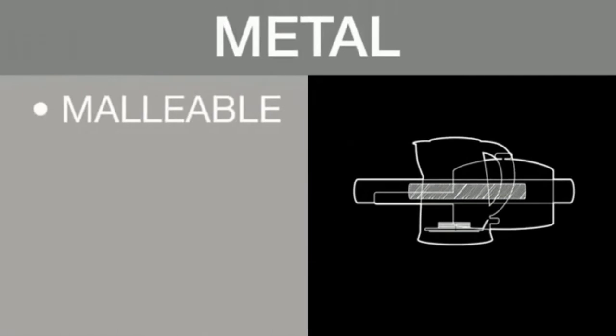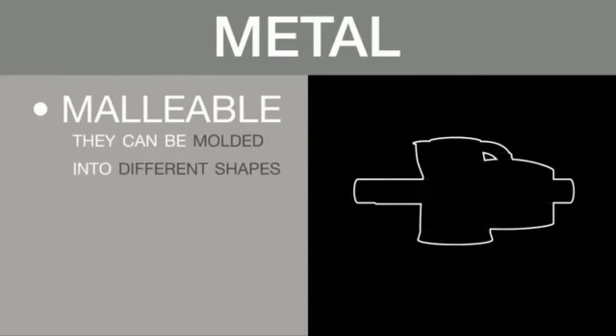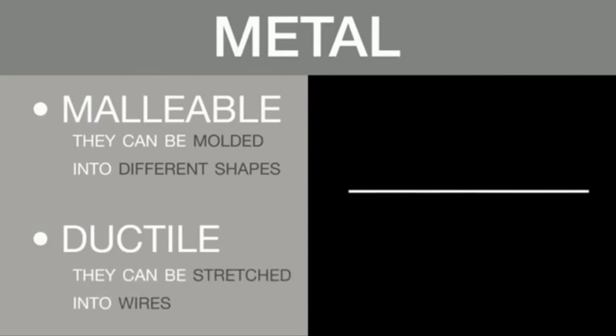Metals are malleable. This means that they can be molded into different shapes. Metals are very ductile. This means that they can be stretched into wires. To fully understand these properties of metals, we must understand metallic bonding.